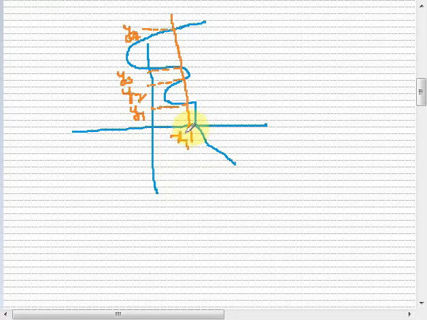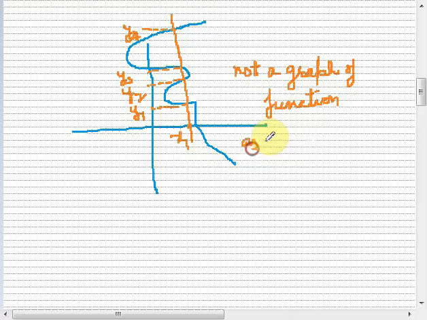So what is the vertical line test? If the vertical line cuts the graph at more than one point, then that graph is not a function, not a graph of a function, as it failed the vertical line test.